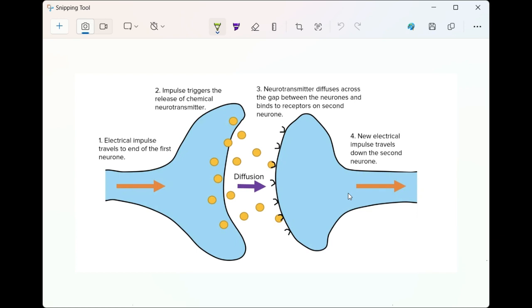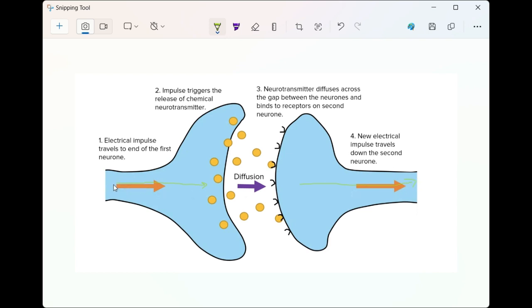The last thing you need to know is how two neurons connect to each other. You can see here, these are two different neurons, and we need to see how the impulse travels from one neuron to the next one. Once the electrical impulse reaches the end of the first neuron, it will trigger neurotransmitter chemicals to diffuse across the gap. This gap is known as a synapse. The neurotransmitters will then bind to the receptors in the next neuron, and this will trigger a new electrical impulse to carry down the second neuron.